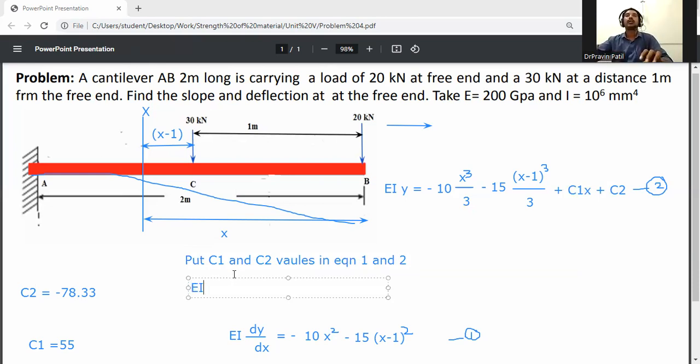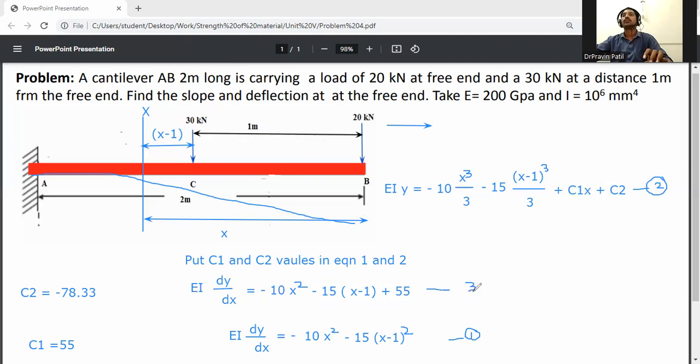EI dy by dx is equal to minus 10x square, minus 15 in bracket x minus 1, then plus C1, whose value is 55. So write down this one, it is equation number 3.